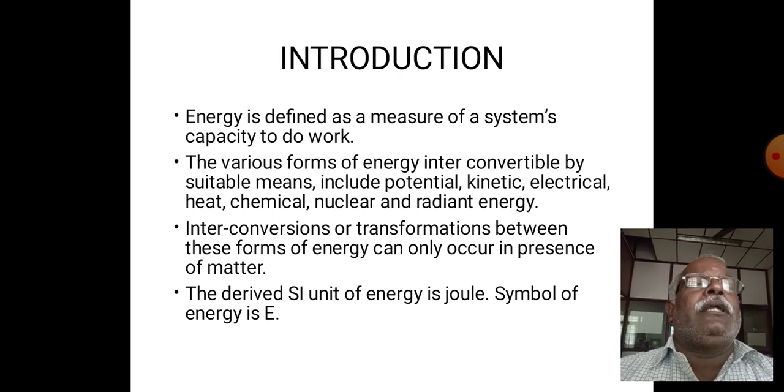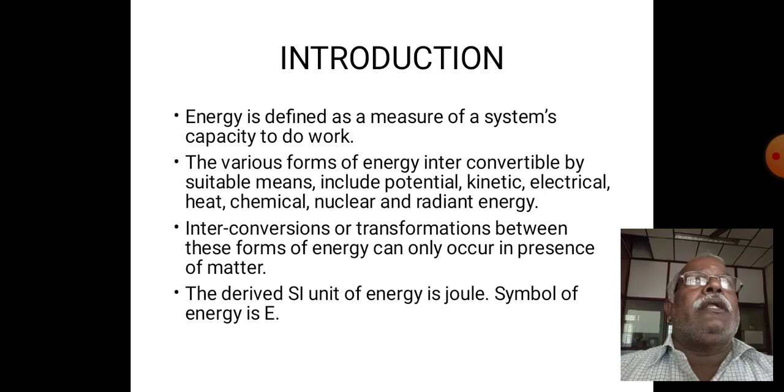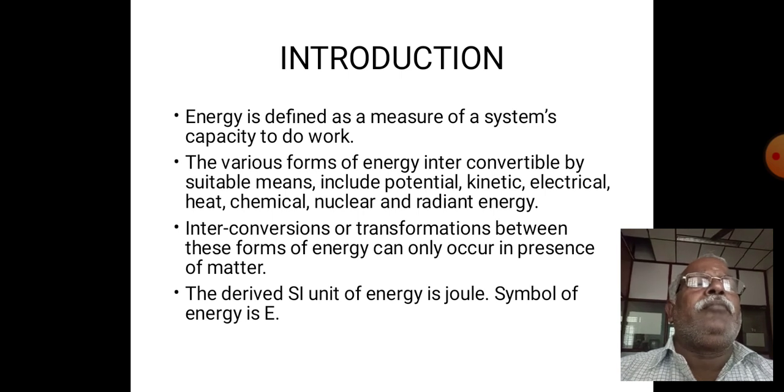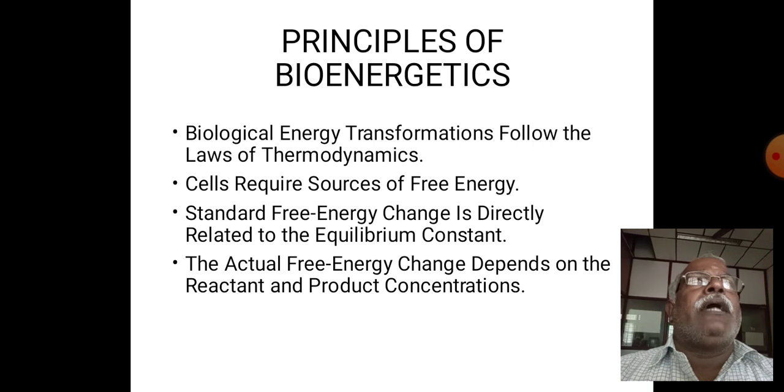Various forms of energy are interconvertible, like potential energy, kinetic energy, electrical energy, heat energy, chemical energy, nuclear and radiant energy. These energies are interconvertible, and the transformation occurs only in the presence of matter. The symbol of energy is E. Energy transmission mainly follows the laws of thermodynamics.